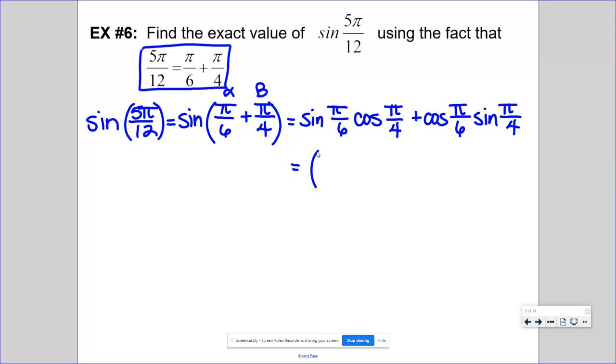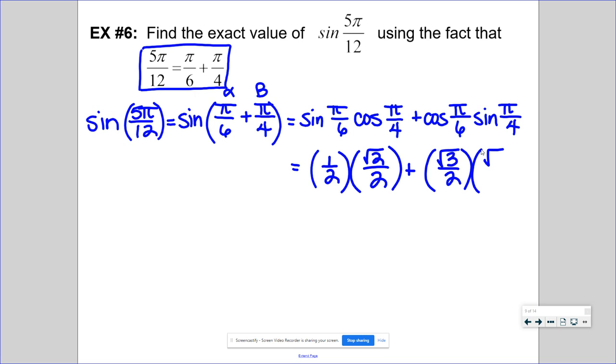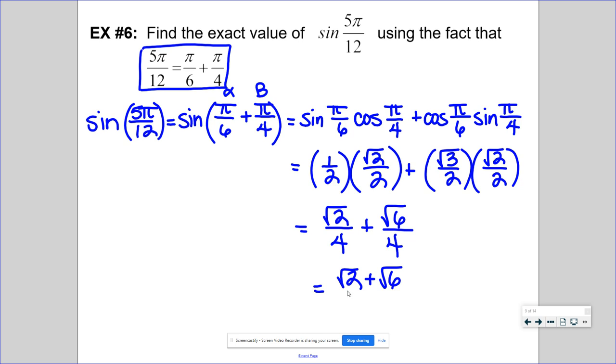So what is sine of pi by 6? Sine of pi by 6 is 1/2. Cos of pi by 4 is radical 2/2. Cosine of pi by 6 is radical 3/2. And sine of pi by 4 is radical 2/2. And then you're pretty much done. Like last time, you're just doing top times top, bottom times bottom. And that could be your answer there, or you can combine it into one fraction if you'd like.